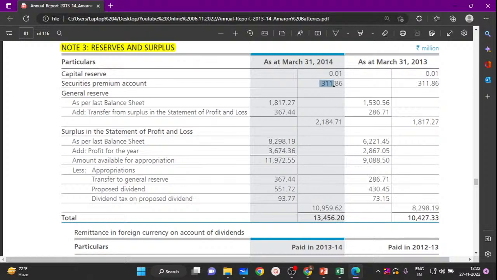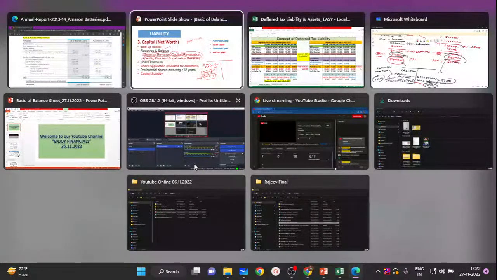And what is this securities premium? You see securities premium account, securities premium is share premium. 311, and this is the capital reserve, means 0.01. From the capital reserve, the company cannot declare the dividend. The company can declare the dividend from the profit of operations only, from the reserve and surplus only. So this is how I just wanted to show you how the company is showing different types of reserves: general reserve, capital reserve, and reserve and surplus. Okay.